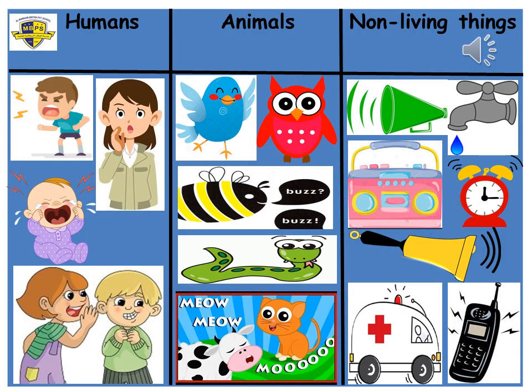Now here in this picture we have three columns: humans, animals and non-living things. Now let me tell you about humans, that humans can make sounds. They are also source of sound and they can make different sounds. Like the boy in this picture is making very loud sound and he is shouting. The girl in this picture is making very soft sound. Now do you like the soft sound or the loud sound? I like the soft sound.